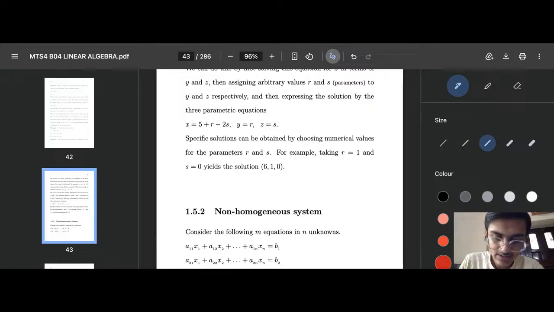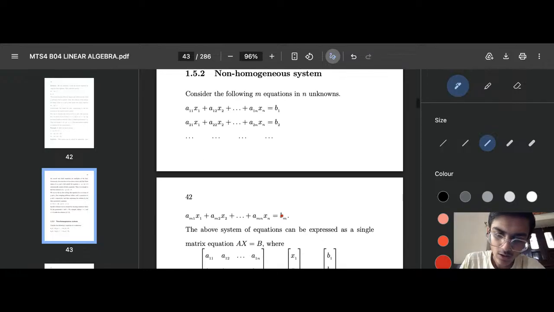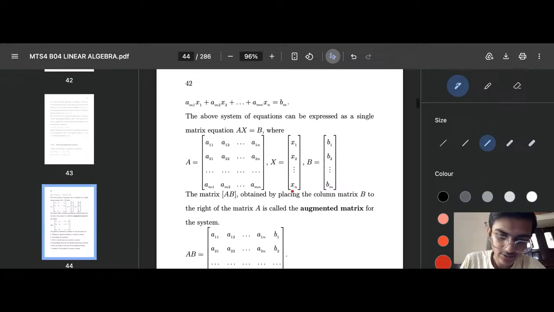Now we'll discuss the non-homogeneous system. As you know, a non-homogeneous system means these b1, b2, bn are all non-zero. If they are zero, then that is a homogeneous system, as we already discussed.